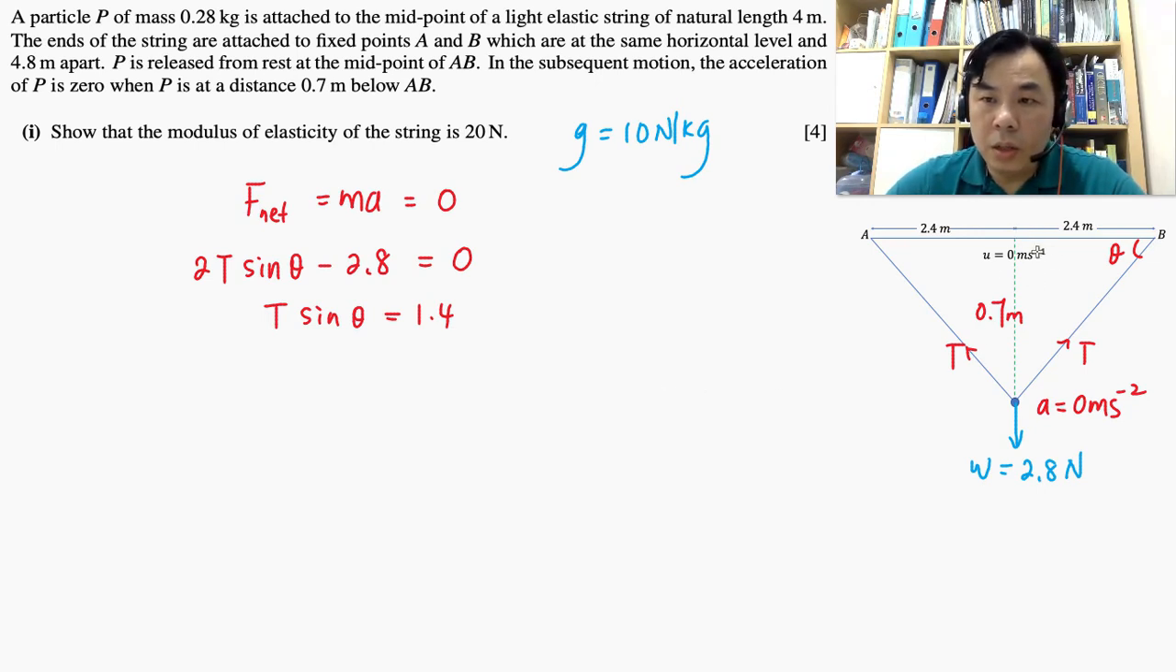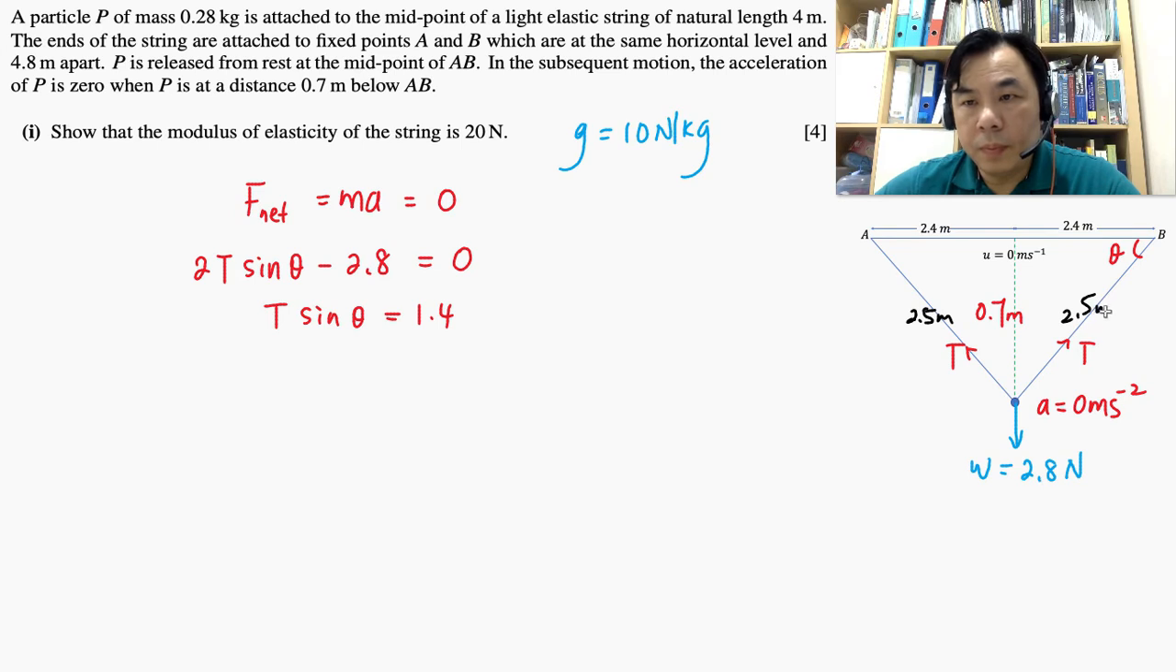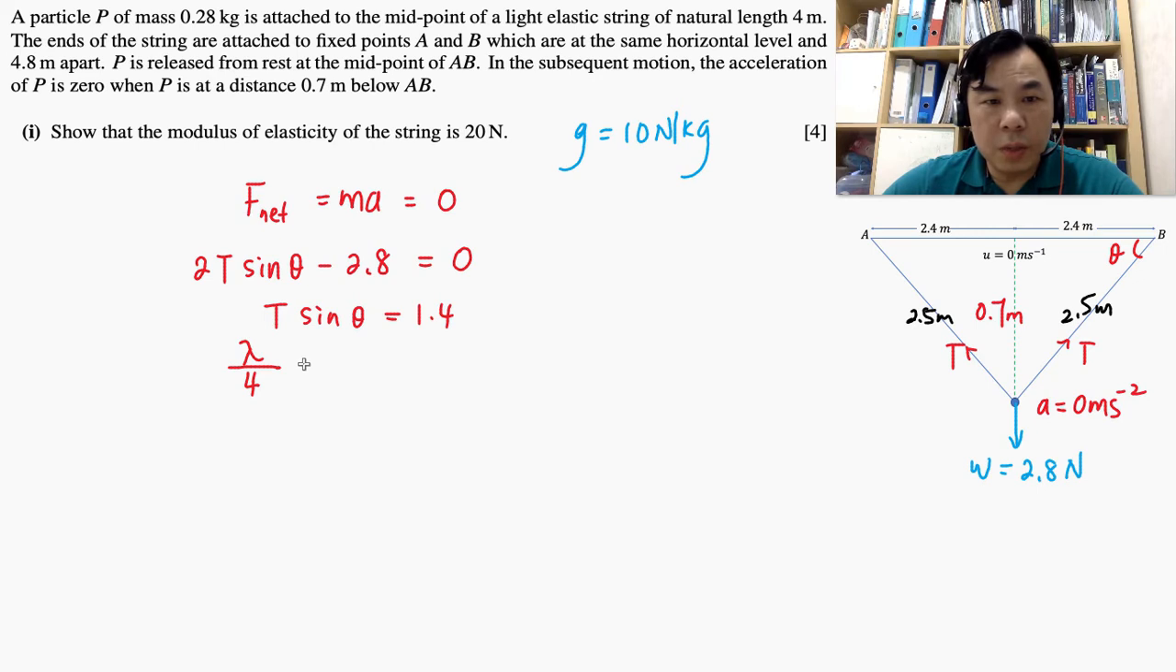And then tension at this point, right, now I have done a bit of calculations here using Pythagoras' theorem. You would be able to find the total length here. So the length for the first part here would be 2.5. This part will be 2.5 meter also. Right. So from here, the tension will be given by lambda over its natural length, which is 4, and then the extension must be 5 minus 4 then. Okay, and then sine theta basically is 0.7 over 2.5 here, and then that will be equal to 1.4 here, right? Okay, so I hope that is clear at this point.